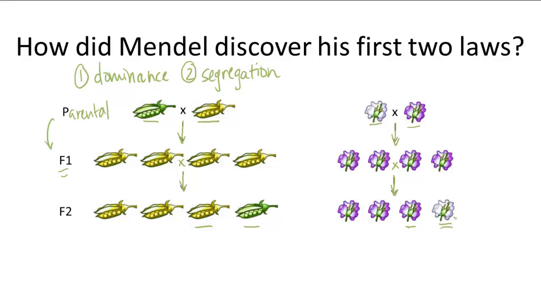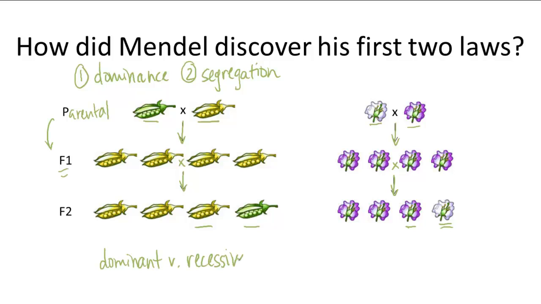So through more careful experiments, Mendel had enough evidence to conclude the first two laws of inheritance, the law of dominance and segregation. In the law of dominance, Mendel observed that there are dominant traits that can cover up other traits known as recessive traits. So dominant traits versus recessive traits.